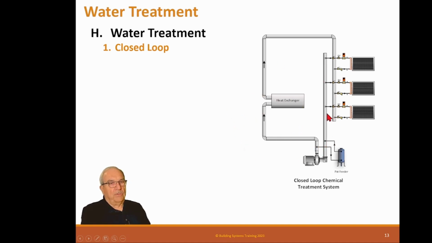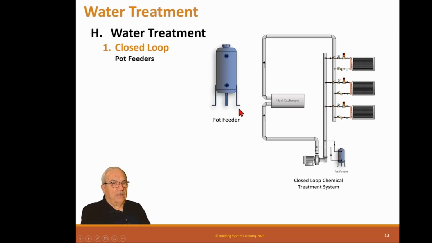Then we fill it again with clean water, and then we put passivation chemical in here, which may be molybdenite, may be a nitrate. It could be whatever chemical the chemical guy is going to use. Its intention is to coat the inside of the pipe with a passivation material to keep it from rusting. The way they do that is they put it in through a pot feeder. Now, a pot feeder is a small tank that's actually piped around the pump.